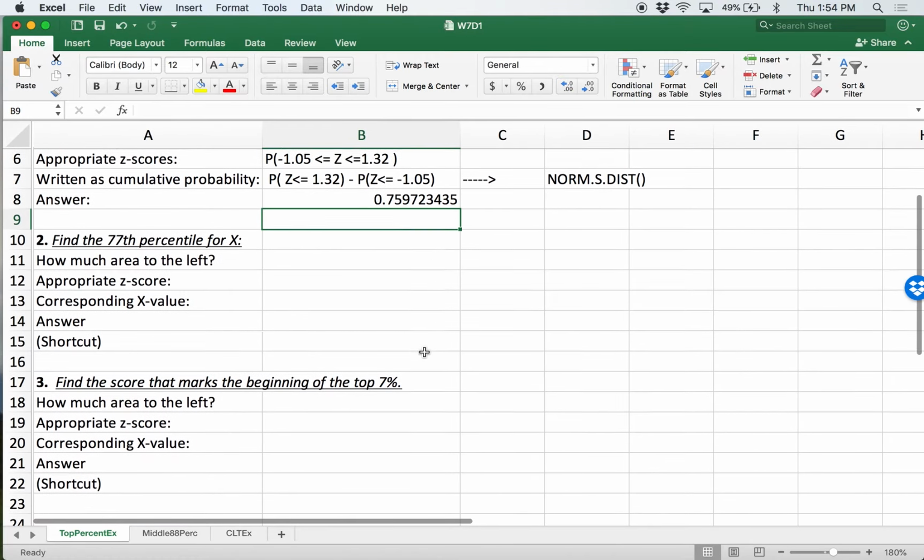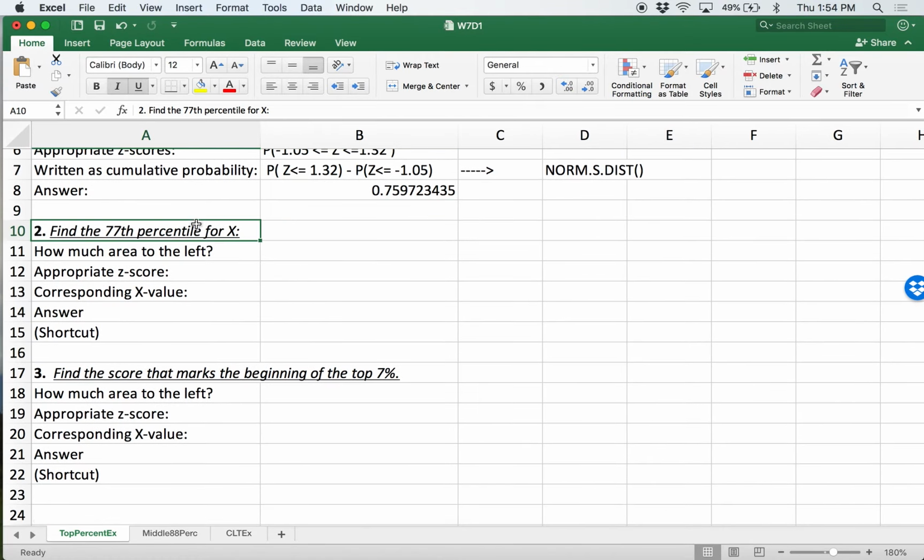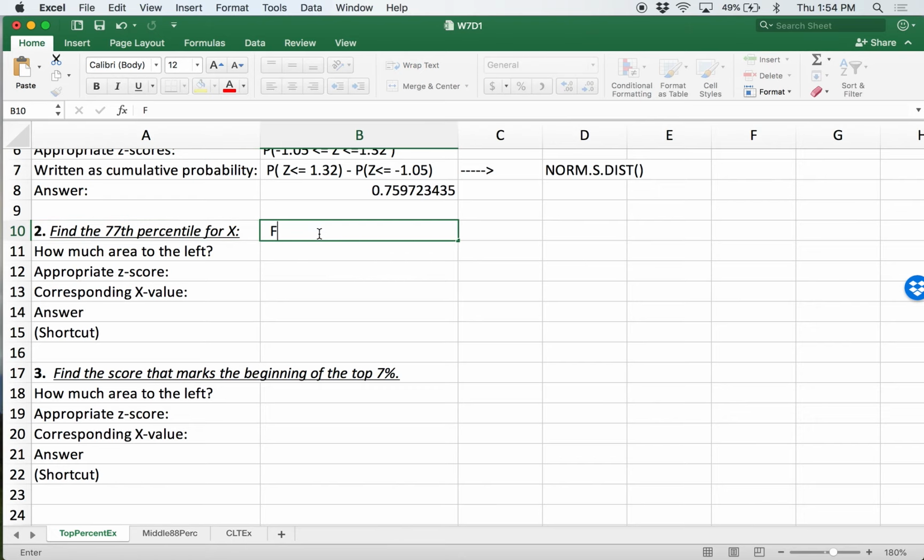Now we're trying to go the other direction here. Now we want to find the 77th percentile. So in other words, for what score, let's call it P77, is the probability that x is less than or equal to that 77th percentile equal to 0.77.